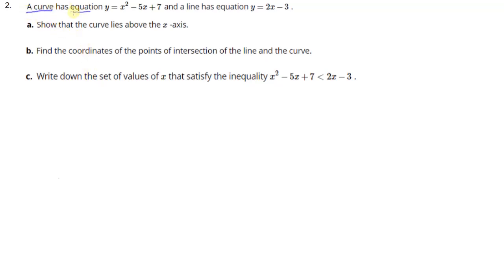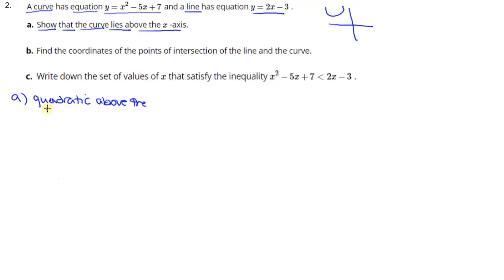Okay, problem number 2. This is actually number 8 out of the book in chapter 1. All right, so we've got y equals x squared minus 5x plus 7, and a line y equals 2x minus 3. It's a quadratic, and they want us to show that the curve lies above the x-axis. So if it's a quadratic and it lies above the x-axis, then we know that there are no real solutions, and the discriminant has to be less than 0. So all we've got to do is show that our discriminant is less than 0.